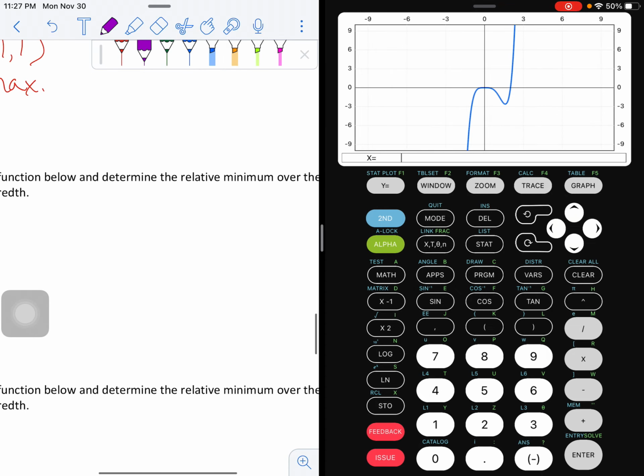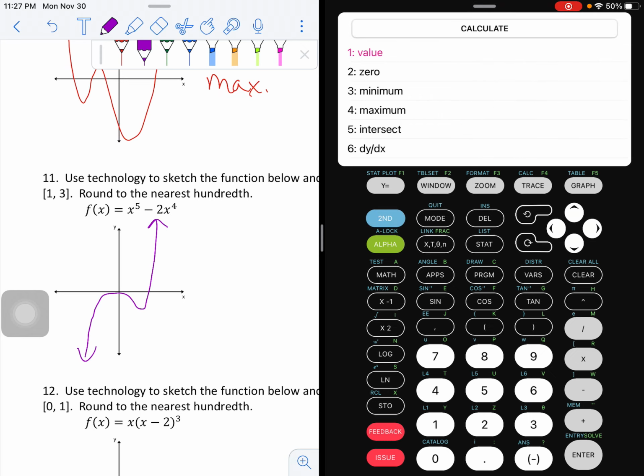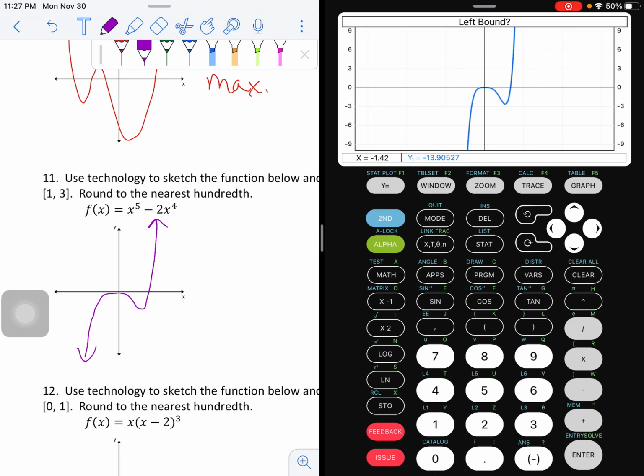Okay? So for problem number 11, it says to determine the relative minimum. All right, so I want a low point from 1 to 3. So I'm going to do the same thing I just did. So I'm going to hit second and trace, but this time I'm going to pick number 3. I want a minimum.